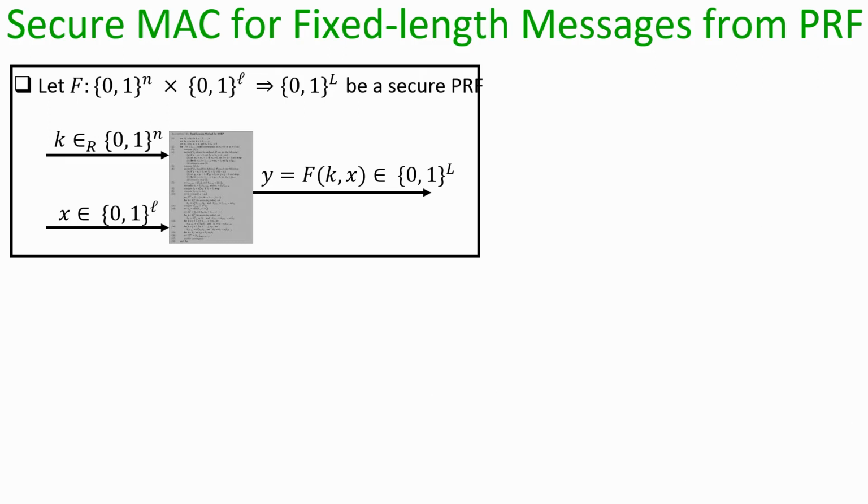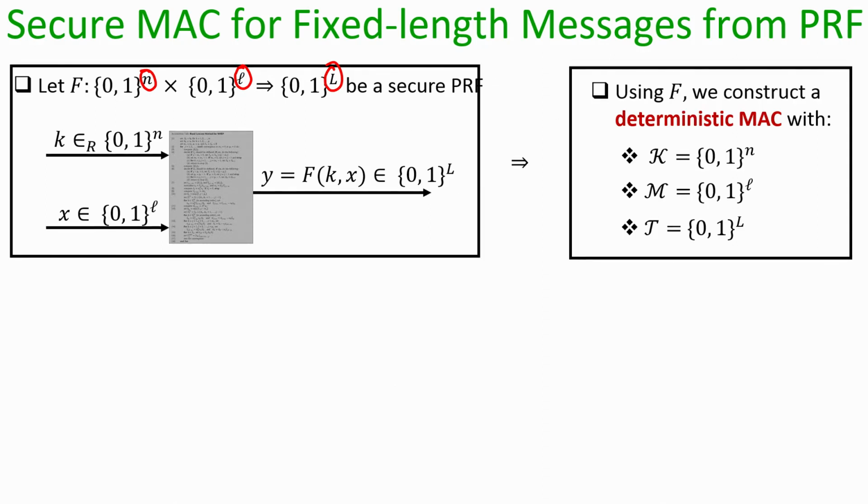So, assume you have a keyed pseudo random function with n bit key, little l bit block size and an output of size big L bits, and it is a secure PRF as per the indistinguishability based definition. Using this keyed pseudo random function, we are now going to construct a deterministic message authentication code, where the messages which are authenticated will be little l bit strings. The key for the message authentication code will be a little n bit string, and the tag size will be big L bits.